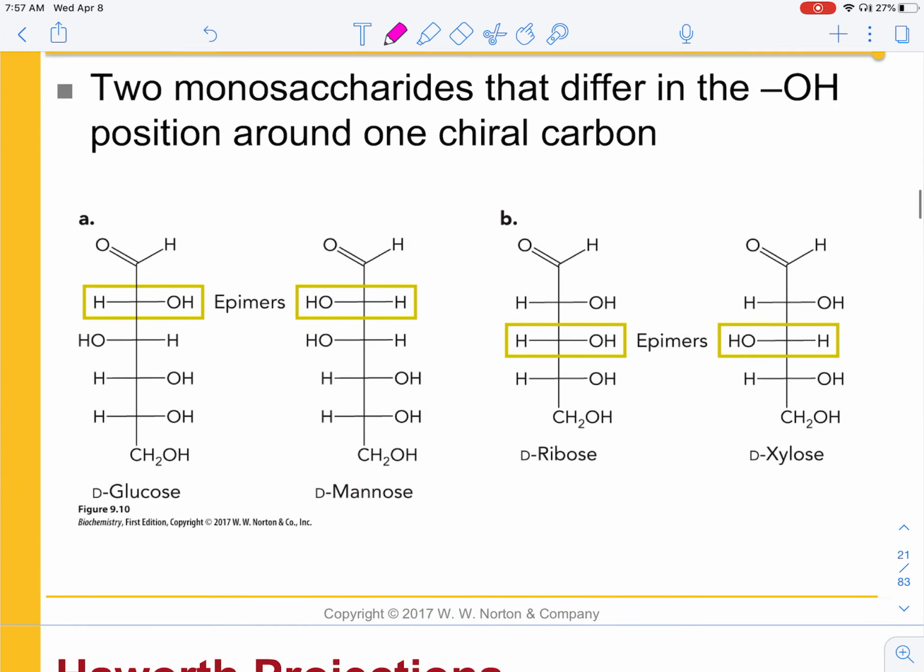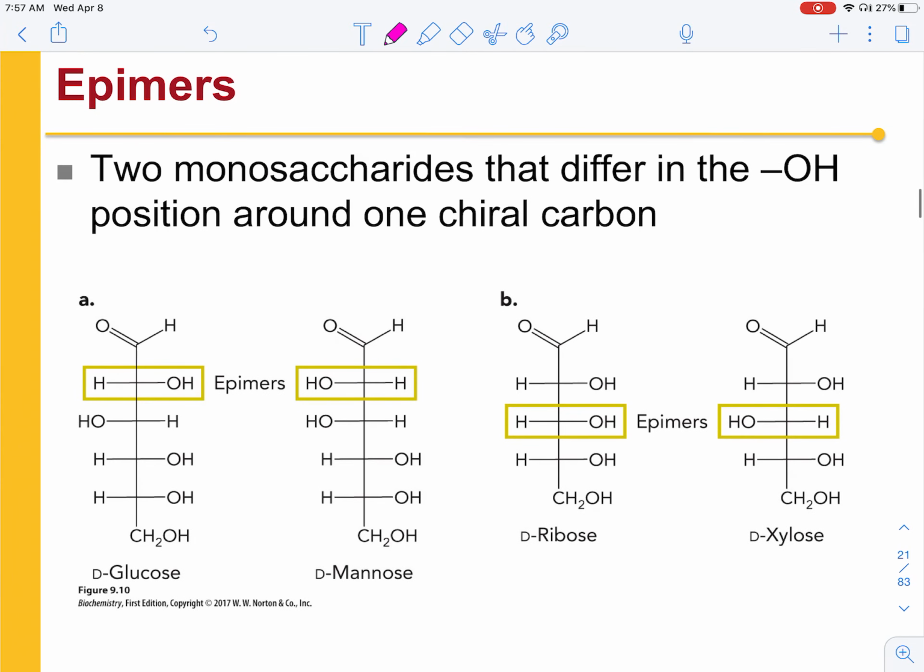And I think in organic, you guys get into R and S structures and stuff like that. We don't do that. And so here, if you have isomers that differ only in the position of one of these hydroxyls, they're called epimers. So glucose and mannose are the same, except one of these is flipped. And so those are epimers of each other. If you have more differences, then they aren't.